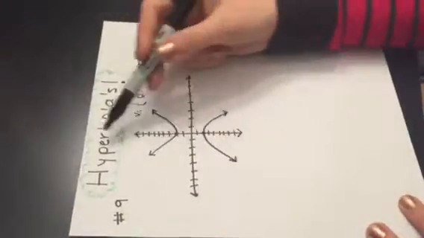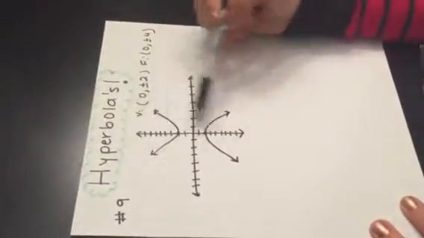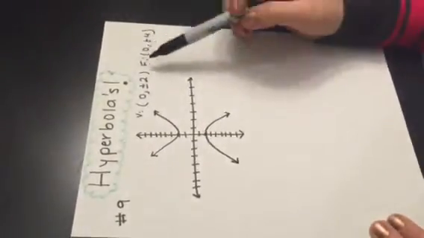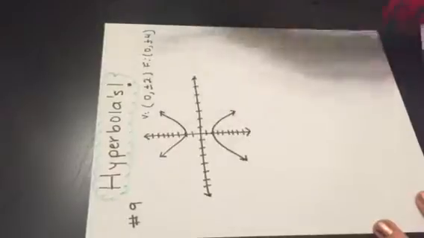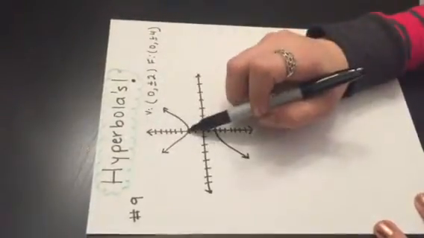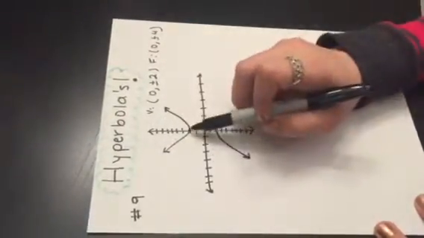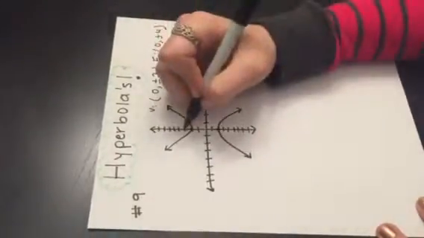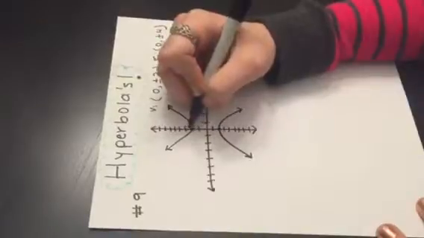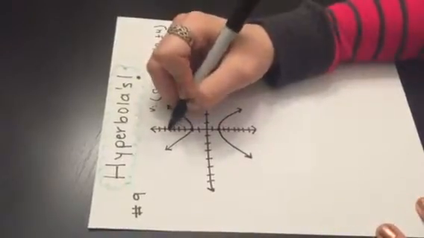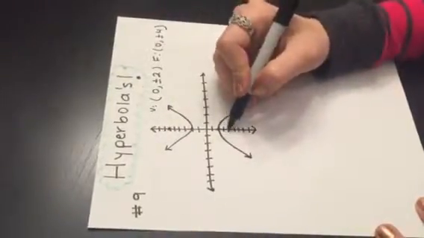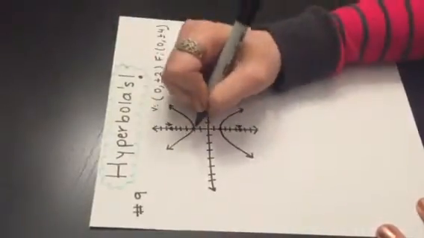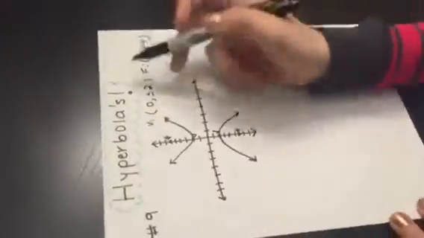This is a vertical hyperbola since it opens up and down, and since the vertices lie on the y-axis. Now you plot your focus, which is going to be 4 units up from the vertex and 4 units down from the vertex. You're going to count 1, 2, 3, and here, 1, 2, 3, 4. So this is your focus and vertex and vertex.